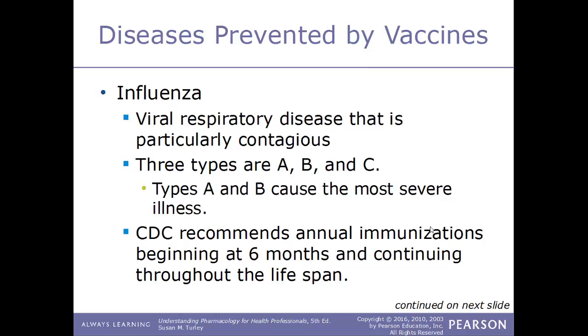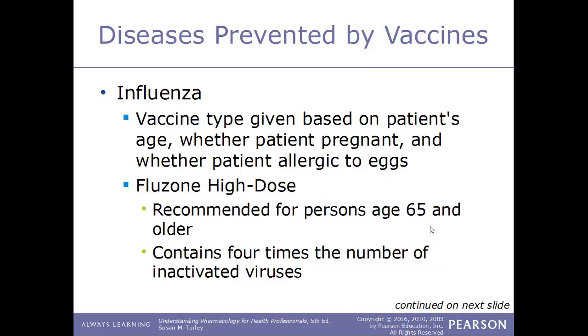Influenza, a viral respiratory disease that is particularly contagious. There are 3 types, A, B, and C, and types A and B cause the most severe illness. And the CDC recommends annual immunizations beginning at 6 months of age and continuing throughout a person's life. Now, the vaccine type that's given is based on the patient's age, whether the patient is pregnant, and whether or not they are allergic to eggs.